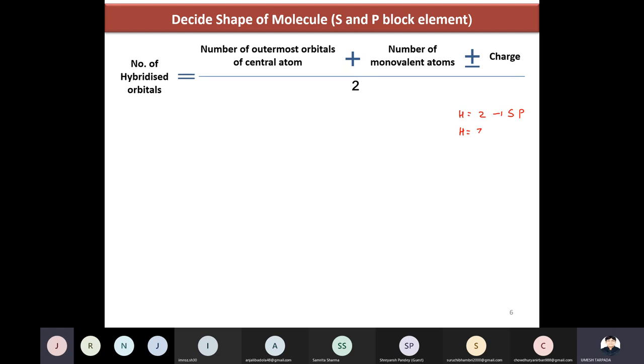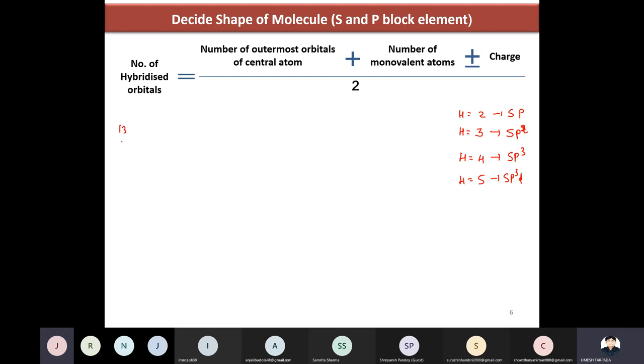If H is equal to 3, then 3 hybrid orbitals will be generated. So that is called sp2, good. And if H is equal to 4, then it is sp3. H is equal to 5, then it is sp3d. So in this way, you can calculate the value of H. Now, the number of outermost electrons is nothing but the valency.